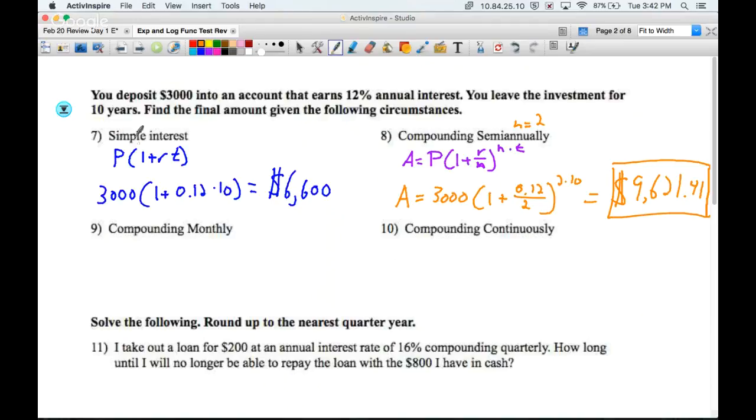Now the difference there between number 8 and number 9 is the effect of compound interest. Number 7 didn't have any compound interest. We only got 6,600. Number 8 did have the compounding interest, and we got a much bigger amount.